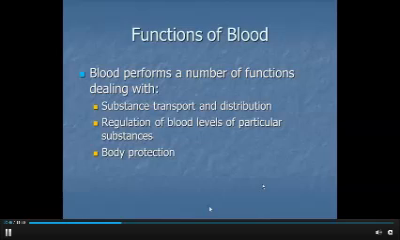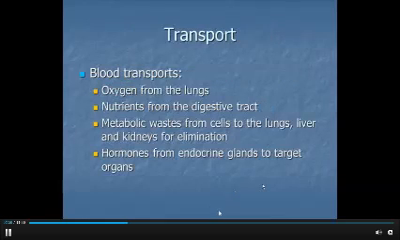What is it for? Well, it's a major transport medium. It distributes different substances. It plays a regulatory role as well as protective roles. So what does it transport? Well, even a kid would tell you it transports oxygen to the tissues and carbon dioxide to the lungs. It also transports nutrients from the digestive tract and liver to multiple tissues. But it also removes waste products.